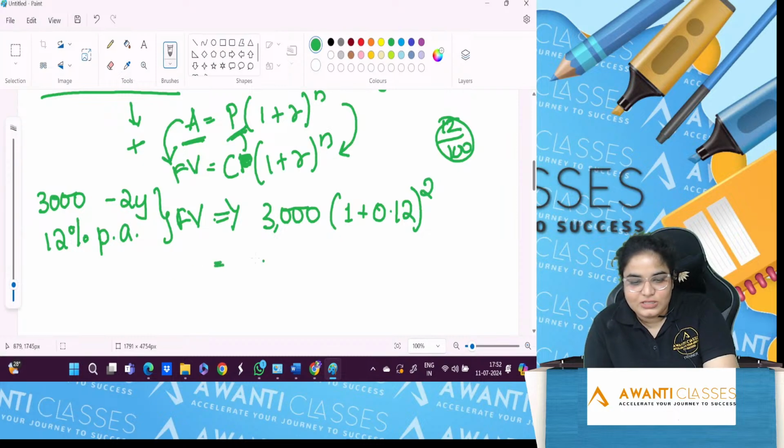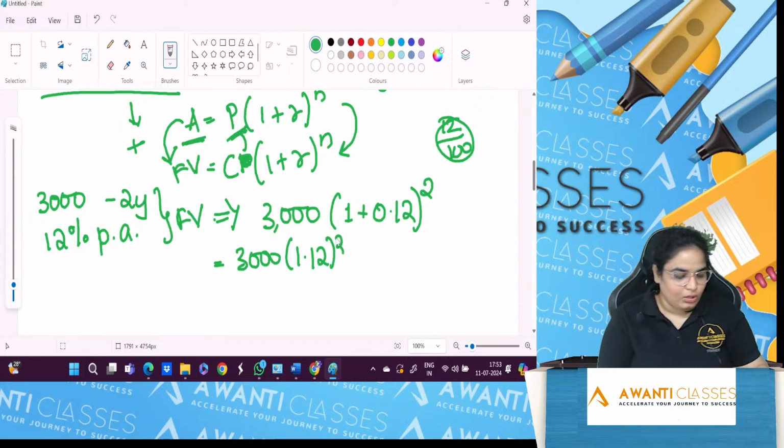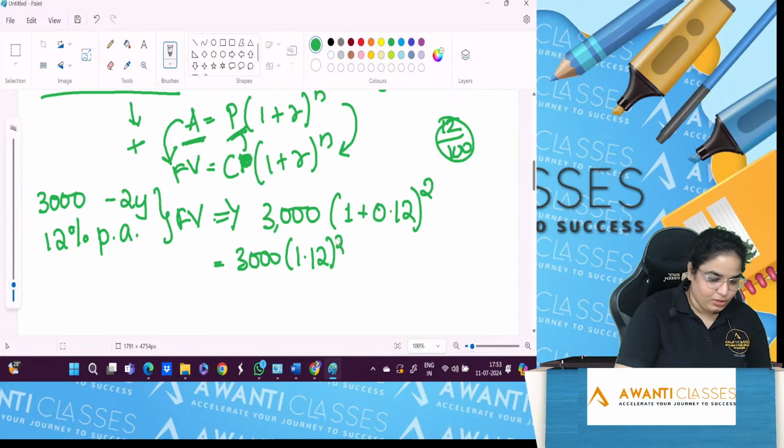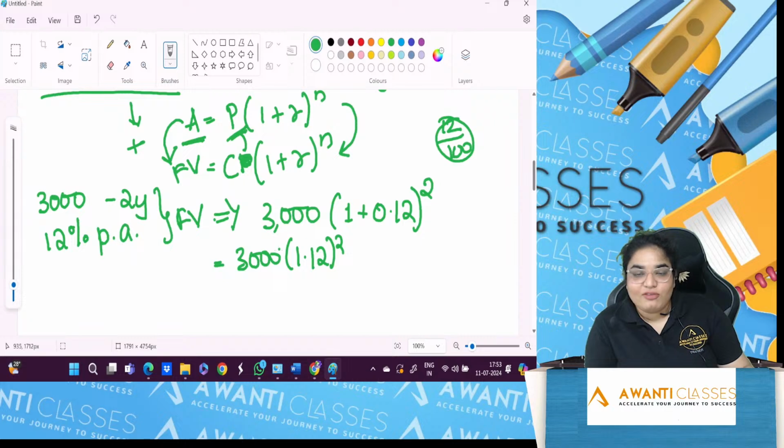How much is this? 3000 into 1.12 to the power of 2. How much is this, sir? It is equal to 1.2544 into 3000. How much is that? It is 3763 rupees. This is the future value.